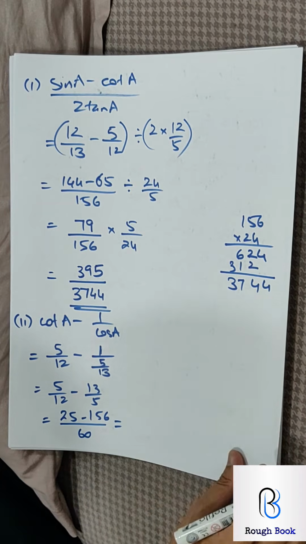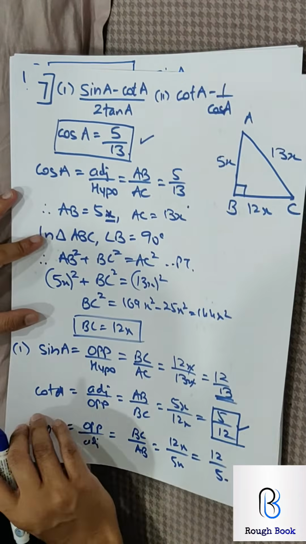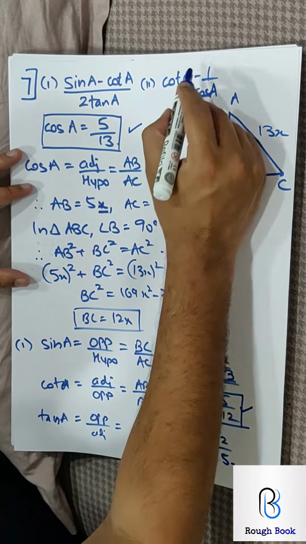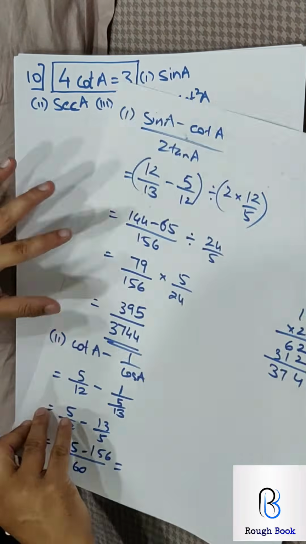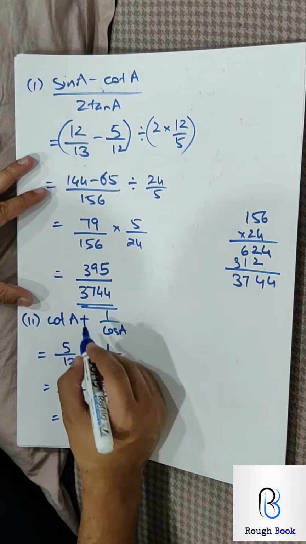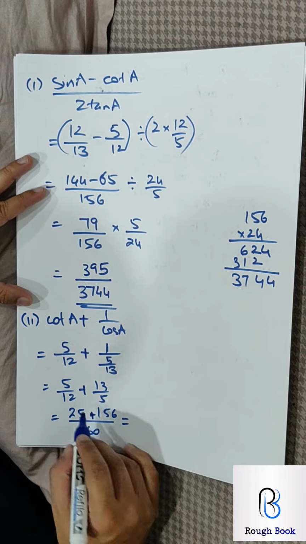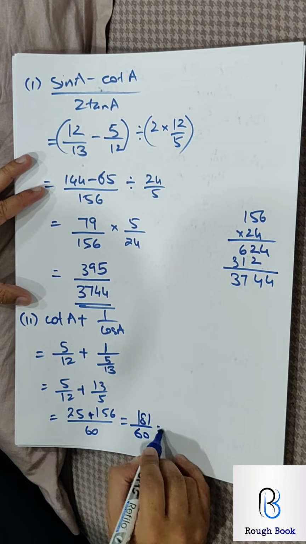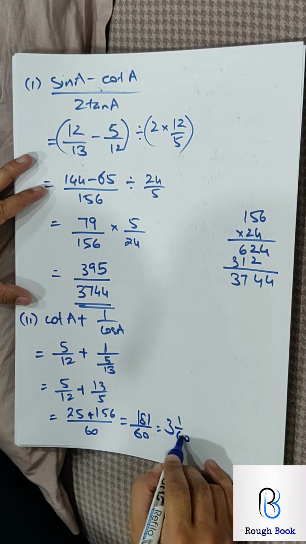One second. Have I copied it correct? Sum number 7. See, my mistake is here. This should be plus. I'm so sorry, I'm making a few errors. So plus, plus, plus, plus. So this will be a total of 181 by 60. So I can write 3 times 1 by 60.